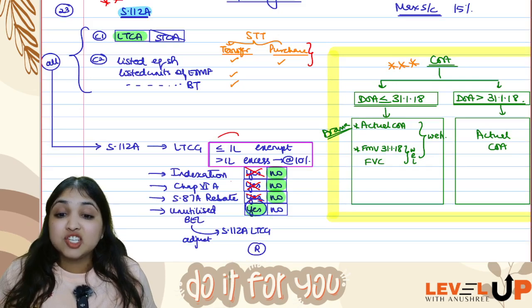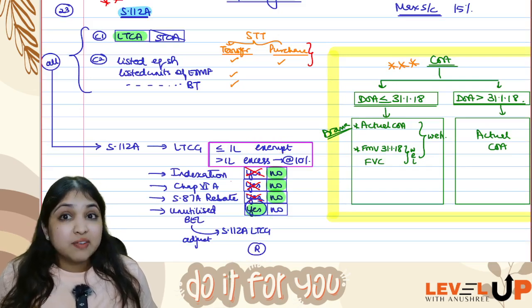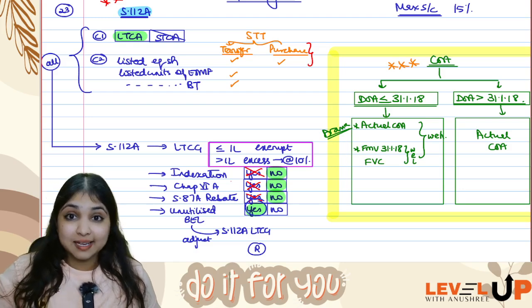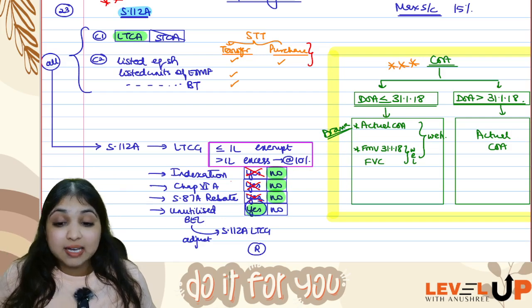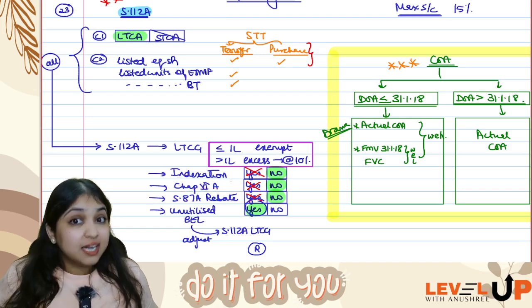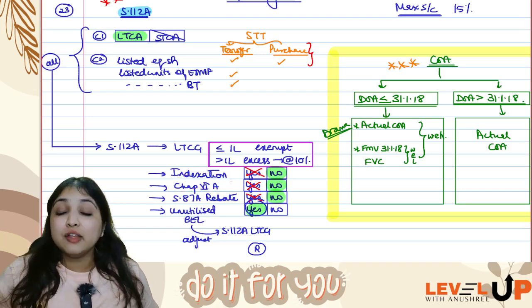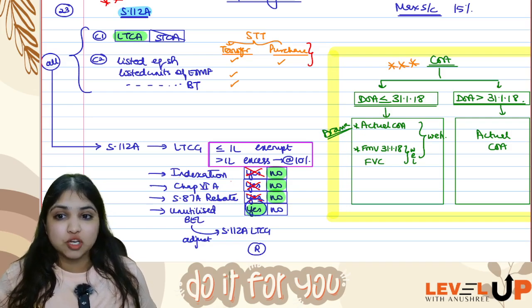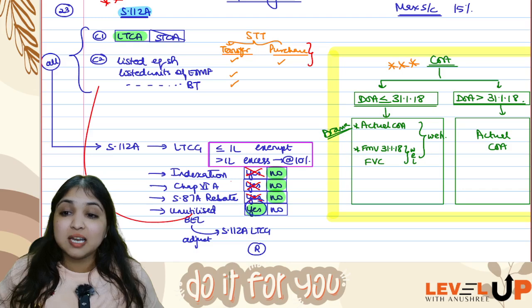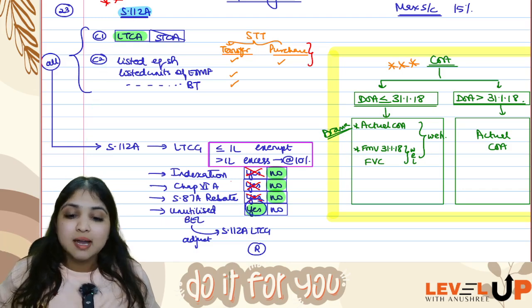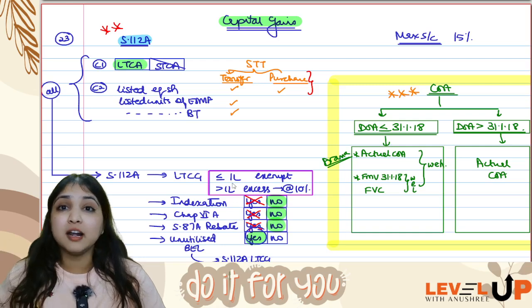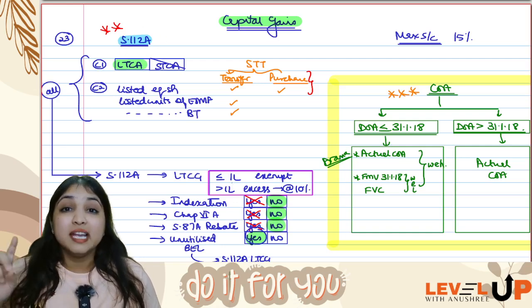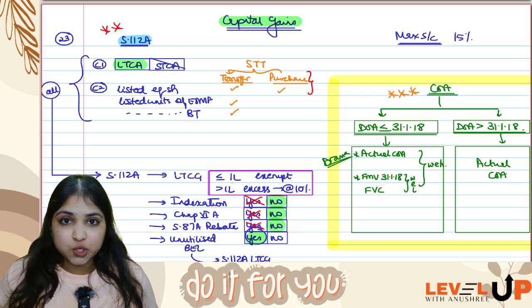112A says if LTCG is up to 1 lakh, there is no tax, but if LTCG is more than 1 lakh, I will find the excess above 1 lakh. On the excess, 10% tax will apply. 112A LTCG, no indexation, guys. Chapter 6A is not allowed against this. 87A rebate is also not allowed against this, and if you have any unutilized basic exemption limit, even that can be adjusted against 112A income, provided the assessee is a resident. ROR, RNOR doesn't matter. Now, against 112A income, if surcharge is applicable, the maximum surcharge will be 15%.